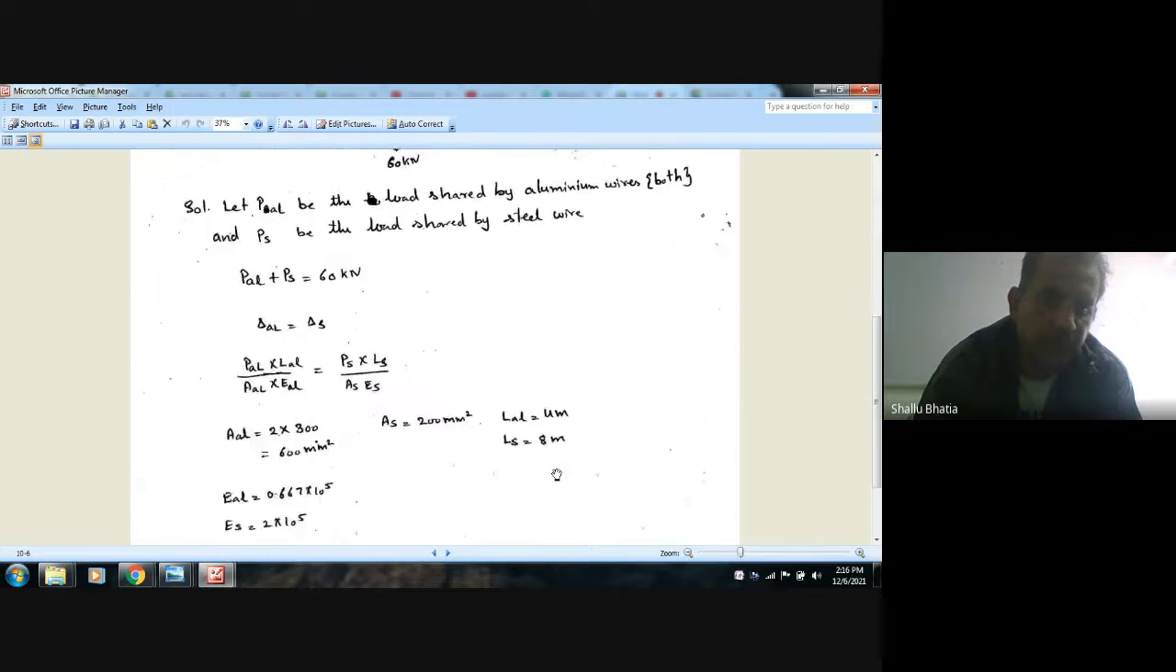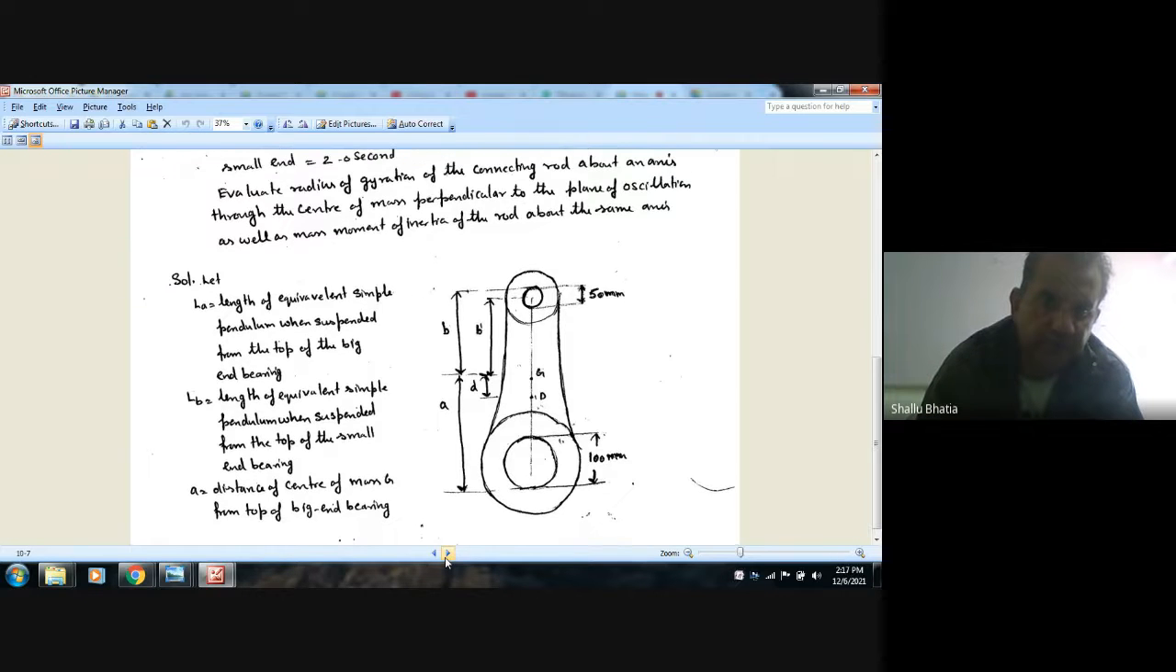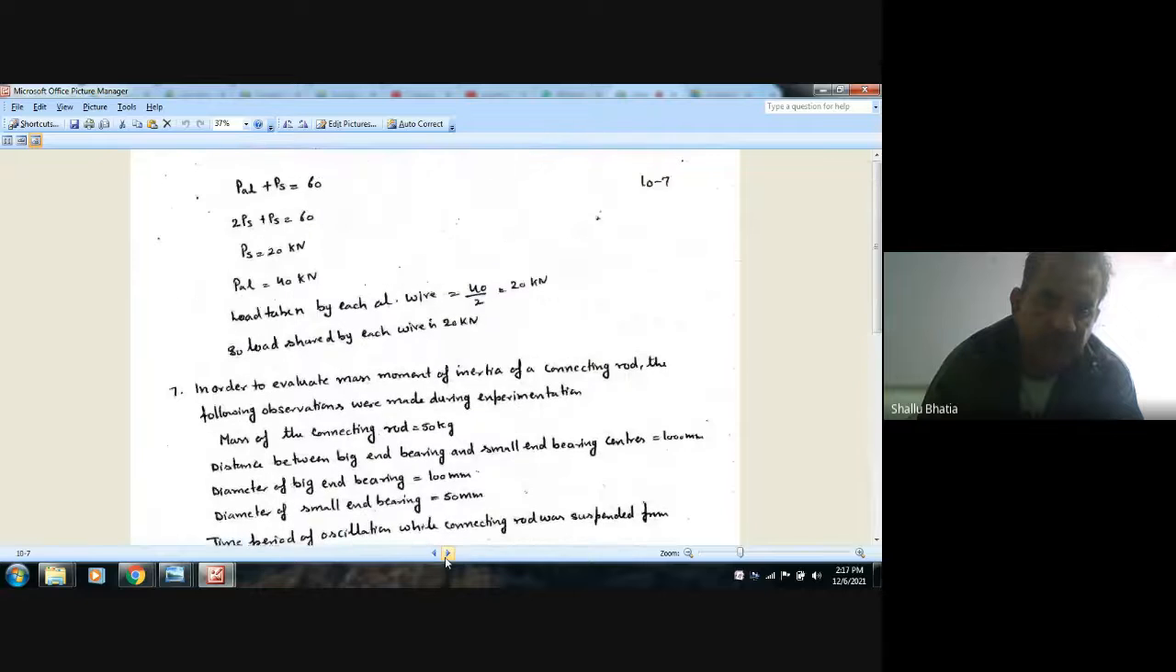Okay. We can put the values directly. And then we can find out the ratio between PAL and PS. And after that, we can find out by using PL plus PS is equal to 60. We can find out PS and then we can find PL. And the load taken by each aluminum wire will be half of PL, that is 20 kilo Newton. So the load taken by each wire is 20 kilo Newton.